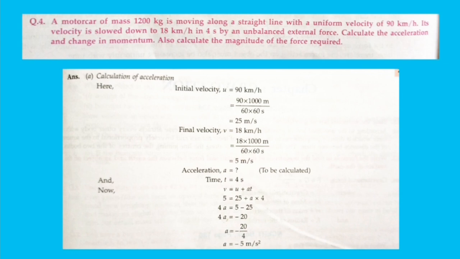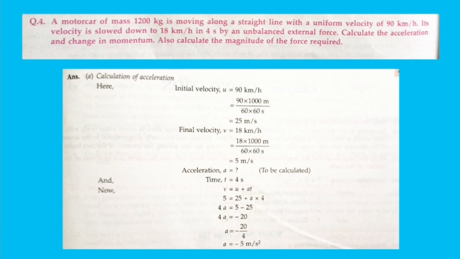We do the same thing with final velocity. Final velocity v is given as 18 kilometers per hour. This is when the vehicle is slowed down. If you notice here, initial velocity u is much bigger than the final velocity. So this decrease explains the fact that the vehicle has slowed down drastically due to the application of external force.